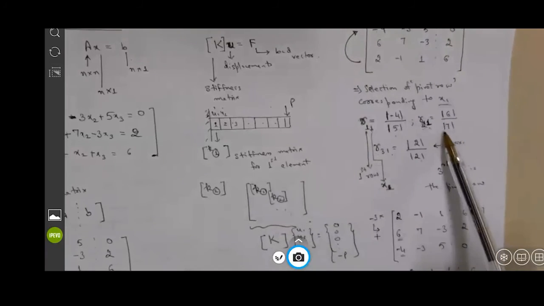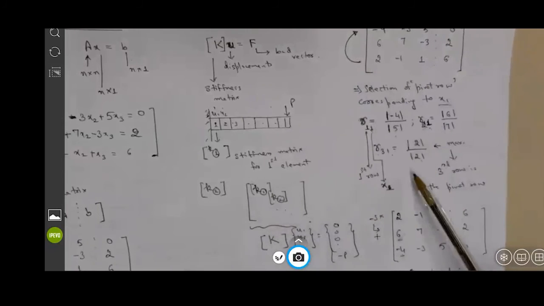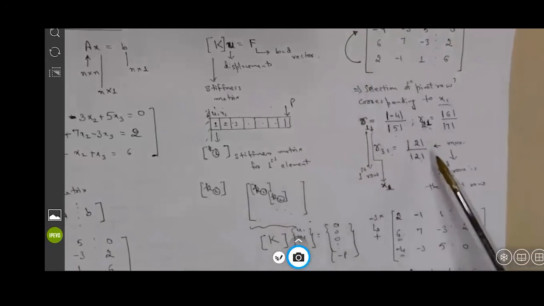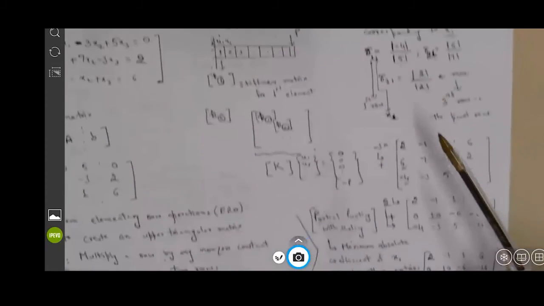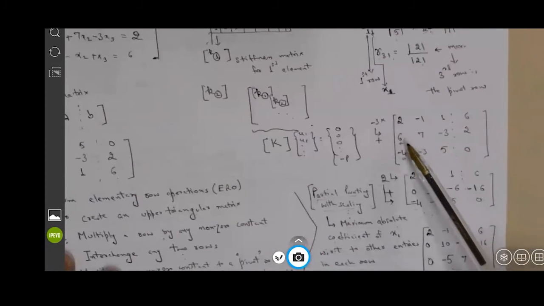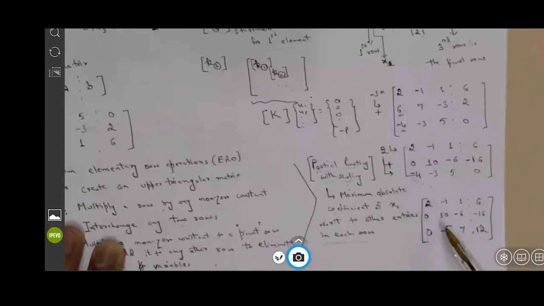6 divided by 7, 2 divided by 2. And whatever the maximum number is, that will give you the pivot row. Once you get the pivot row, you interchange it and then use that pivot row to eliminate the x1 coefficients from the other rows. That's what you did. Once you have got that, then you select the pivot row for the x2 coefficient.